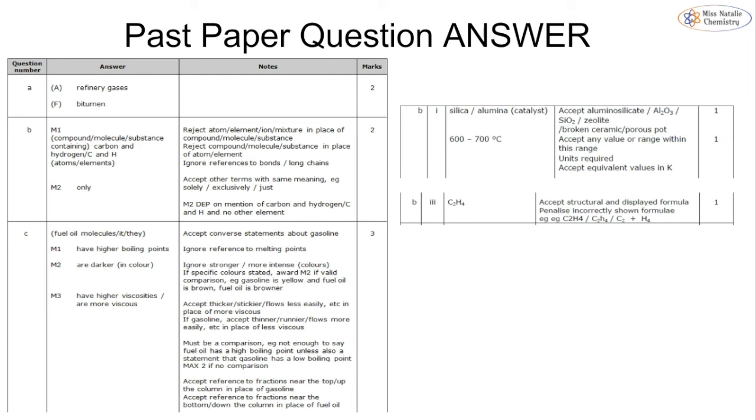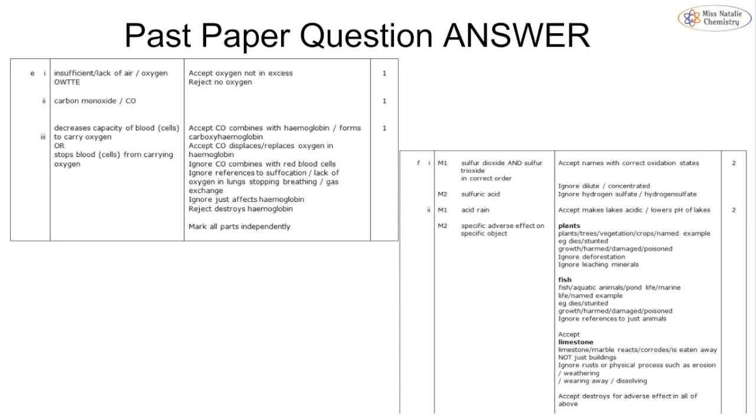And there we can see the answers to the past paper. So there's the first set and then the second set. Now that's everything for topic 4B, crude oil, for the double content.